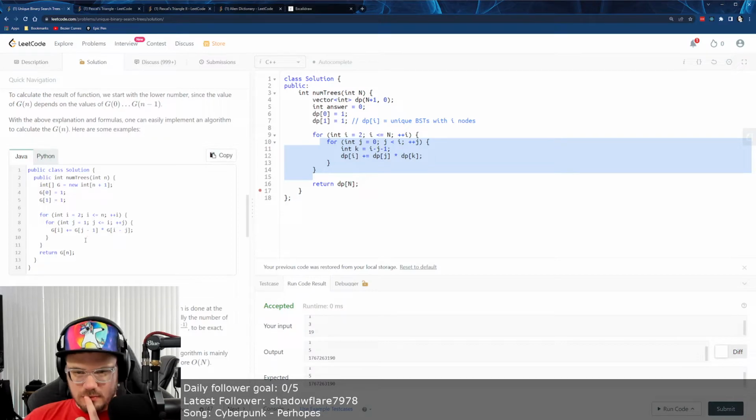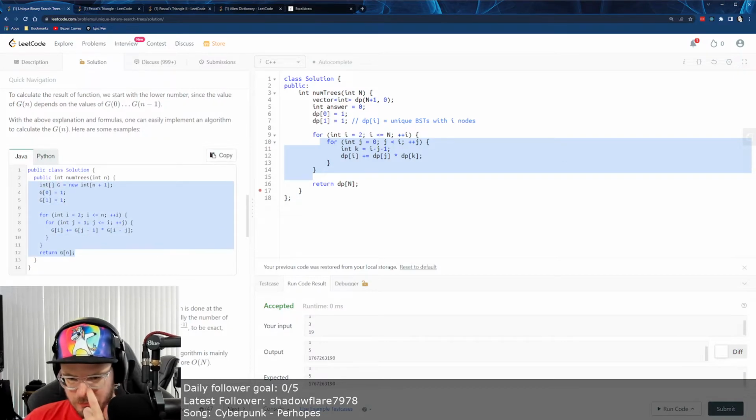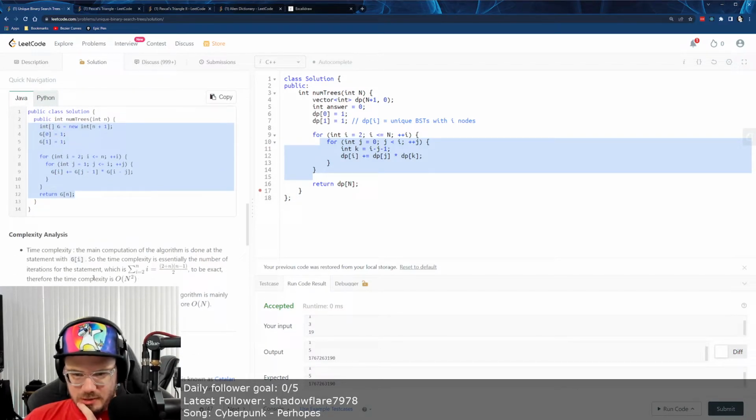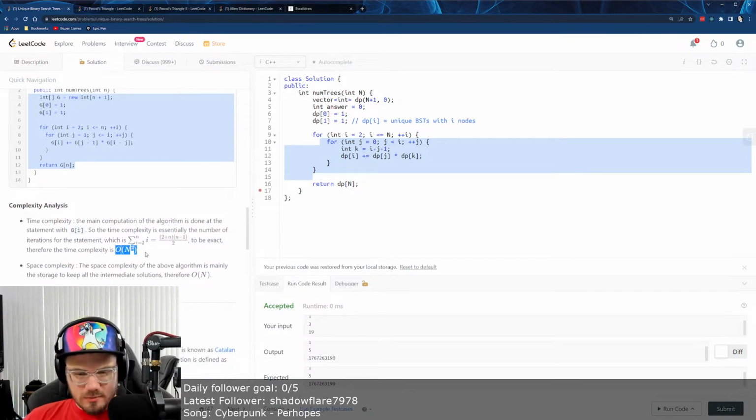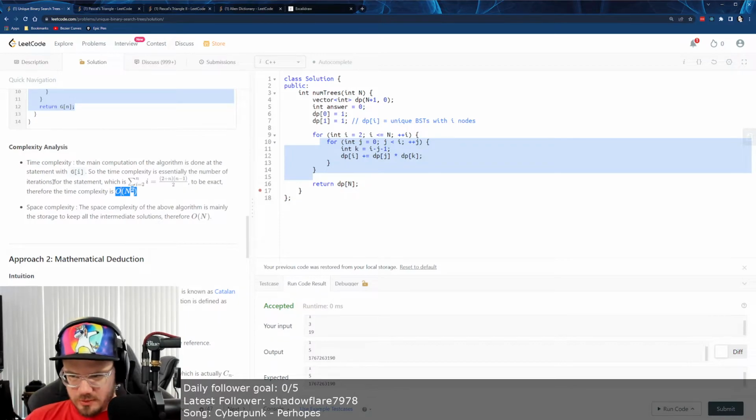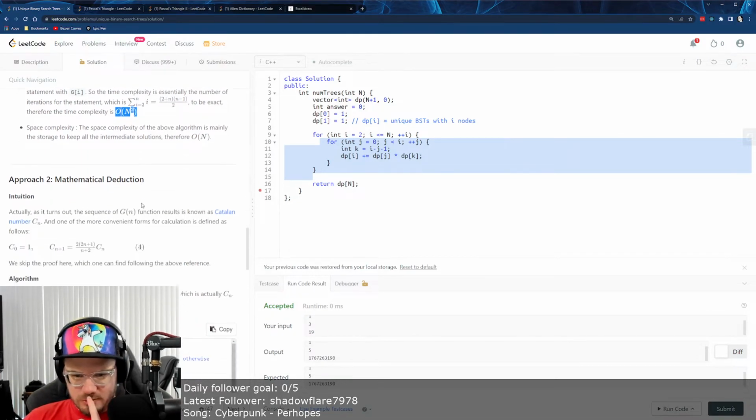So yeah, here's the code. This is exactly what we did. Time complexity is n squared. So that's what we did. That's good enough. That would definitely be good enough in an interview. It's good enough in a coding contest, most likely. I suppose it's possible that a coding contest might want you to do better than that.